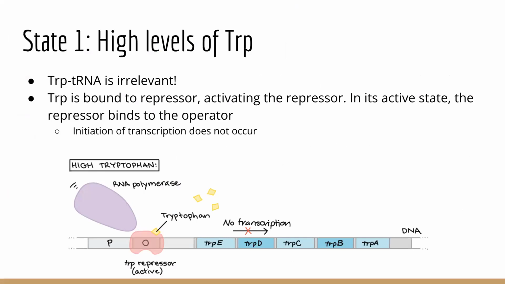Transcription is not initiated. Yeah, so you don't get any mRNA at all. What happens is since tryptophan is bound to the repressor, it's active, it sits on the operator. And this is a question from 151. How does that stop transcription?